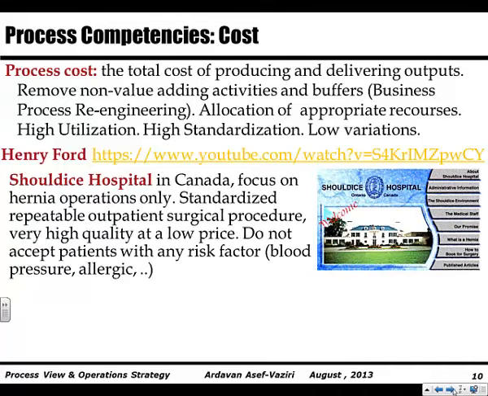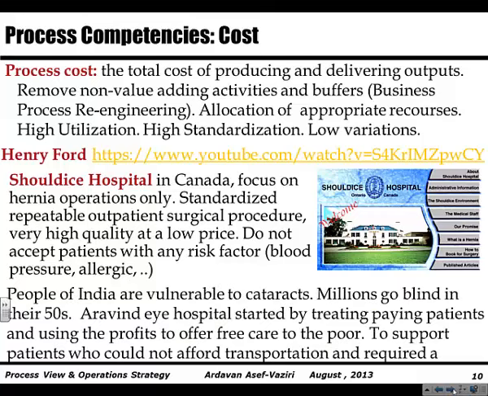Many companies have followed Ford Motors' philosophy of production line. For example, Shouldice Hospital in Canada has focused on hernia operations only. Standardized, repeatable outpatient surgical procedures at very high quality and very low price are done there. They have minimized variability by not accepting patients with risk factors such as blood pressure and so on. They have produced a production line where the required hernia operations are done at a very high quality and very low price. Another example is Aravind Hospital in India.